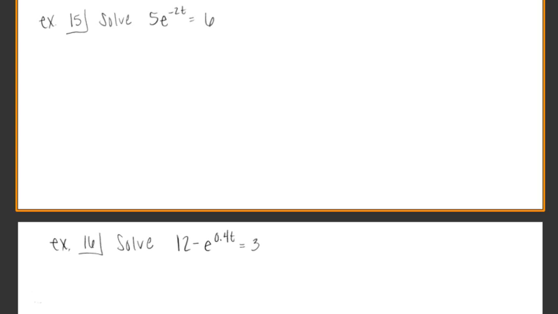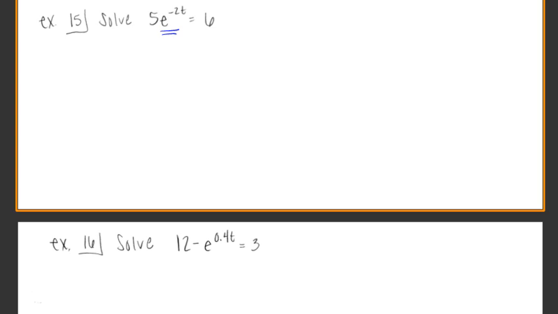Okay, so now here with example 15, this time instead of having logs in there, we want to get rid of the logs, we're in the exponential form. So this is now how to solve when our equation's in exponential form. Always want to isolate, just try to get the exponential part by itself. So it's really the e, the base to the power. That's what I mean by the exponential part.